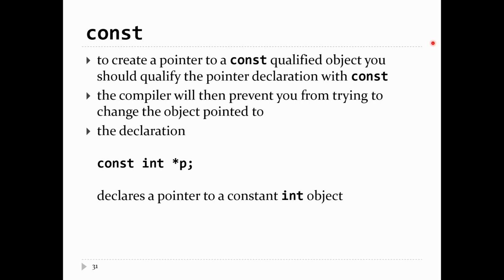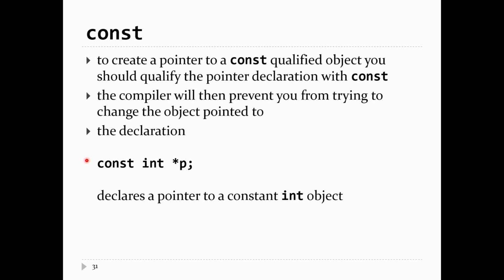you really should qualify the pointer declaration with const as well. If you do that, then the compiler will actually prevent you from changing the object pointed to. So the declaration const int *p declares a pointer to a constant int object. The location of the const matters. So const int *p means that p points to a const int object.